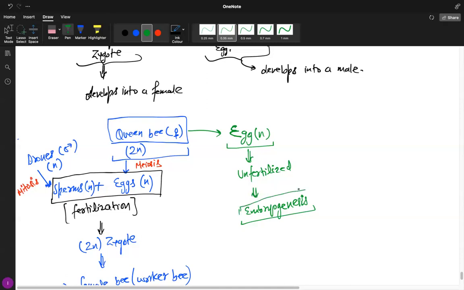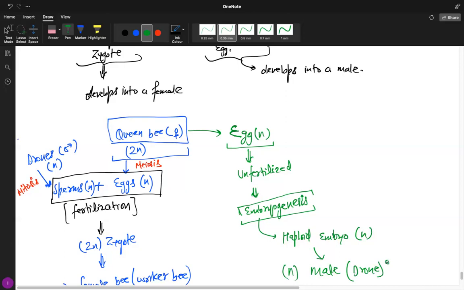Yes or no? Yes, sir. Because there is no other gamete with which it can fuse or make any recombinants. So it undergoes embryogenesis, which gives rise to a haploid embryo. And this becomes the male, which is the drone. So it is haploid. It is a haploid male. Make sense?